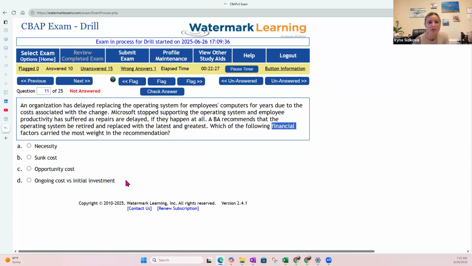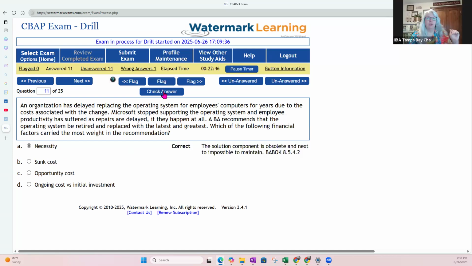Maybe A. A as in alpha. We don't like sunk costs because we're not talking about getting rid of something just because we spent money on it, right? Right. The solution component is obsolete and next to impossible to maintain.